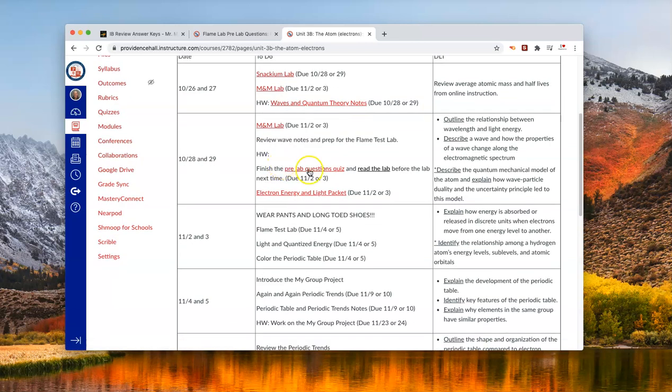Then your homework is to do a pre-lab question quiz. That's these questions, only they're online. And to do the electron energy and light packet, what you just picked up. If you look in there, you're going to see a stop sign. Multiple stop signs, actually. Do not stop at the stop sign. You are doing the entire packet.